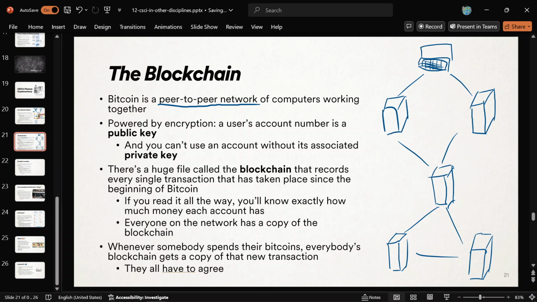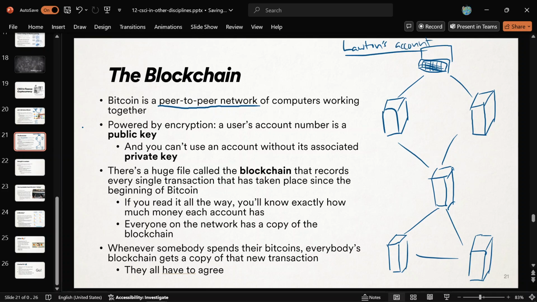And it's powered by encryption again, right? So everybody's account number is, remember the public key, private key thing? If I own my account, that means I have a public key that I tell other people about. That's my Bitcoin address. That's how everybody knows I have this much Bitcoin. My public key that I give to other people is my Bitcoin wallet address, and they can send money to that. That's our account number.